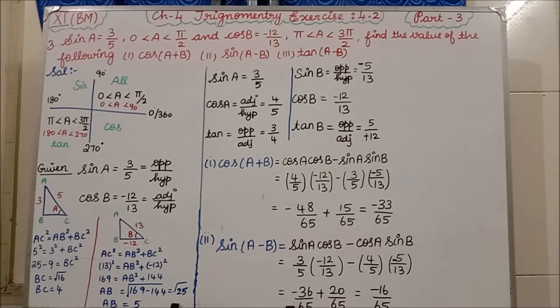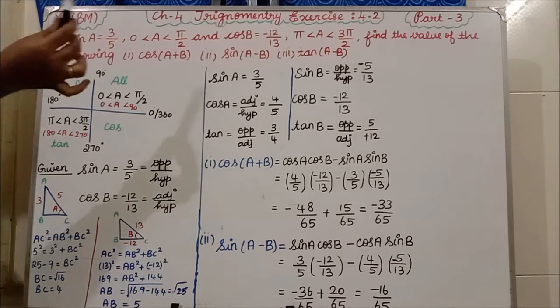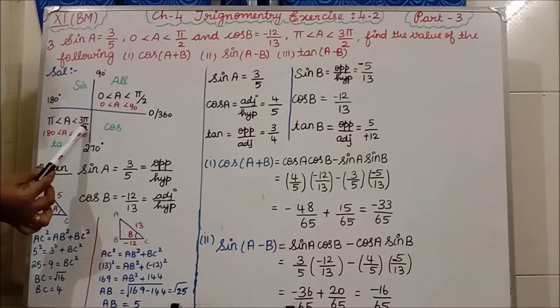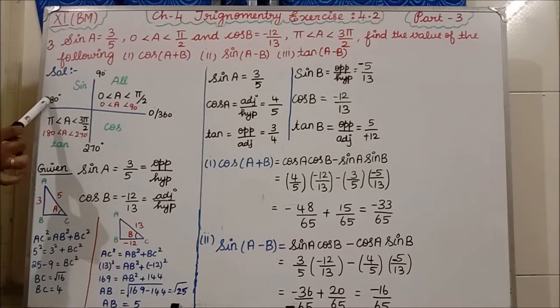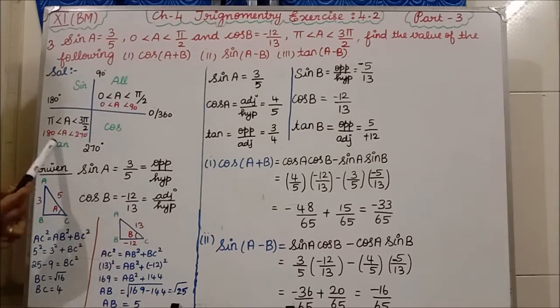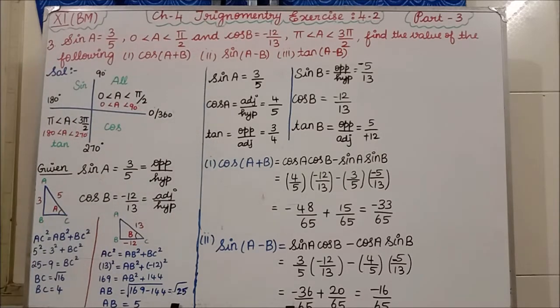So cos B equal to minus 12 by 13 is lying in the third quadrant. They have given pi less than B less than 3 pi by 2, which means 180 to 270, so it will lie in the third quadrant. See, this cos B is lying in the third quadrant. Now we will keep that. Now we will start the solution.